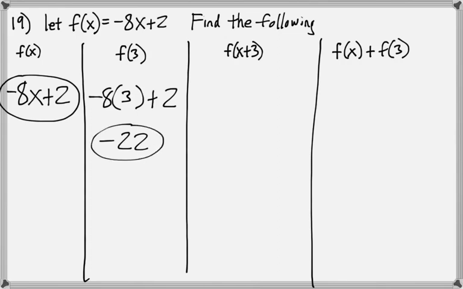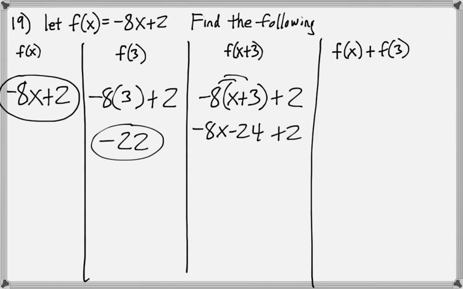With the third one, I want to copy my function, and I'm not just plugging in a number like 3 on the last one, I'm plugging in x plus 3. So I want to plug in x plus 3 here. And then if I distribute, this is going to be negative 8x minus 24 plus 2. And then if I combine like terms, negative 8x minus 22.